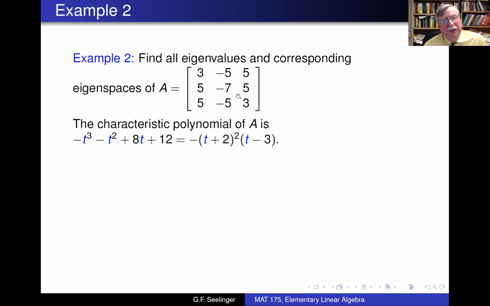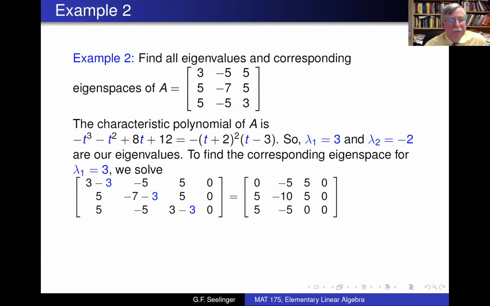If I subtract t off of each diagonal entry and take the determinant, I get this cubic polynomial, which can be factored as (t plus 2) squared times (t minus 3) squared. And again, you can do that on the calculator. TI-89 will do that for you. So we go through the same process. We take a look at the eigenvalue 3. We take a look at the eigenvalue negative 2. And we go ahead and take those null spaces, solve the corresponding homogeneous systems, and get eigenvectors.